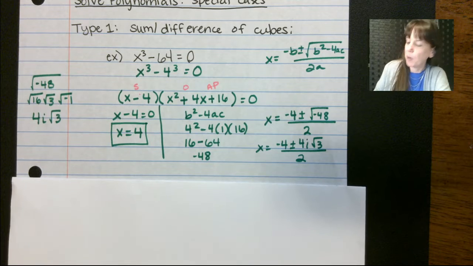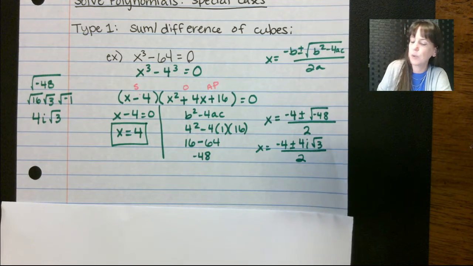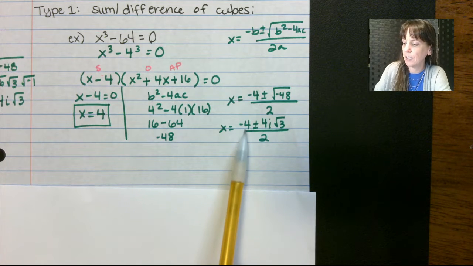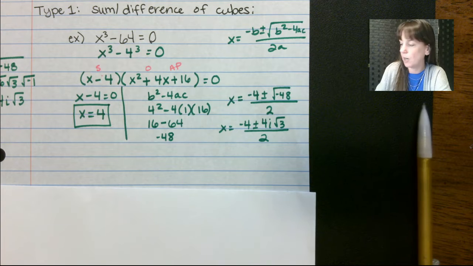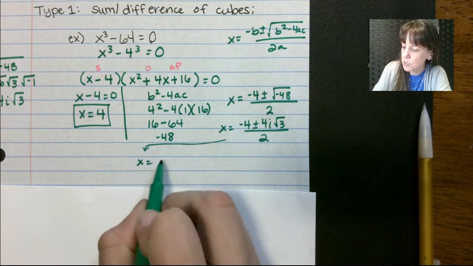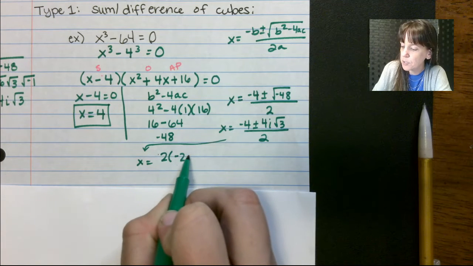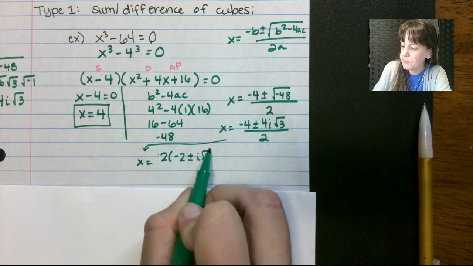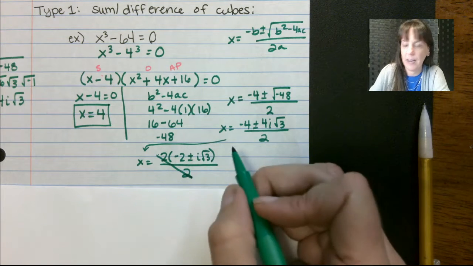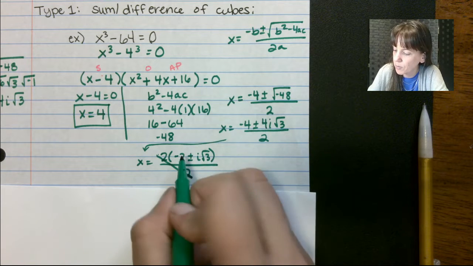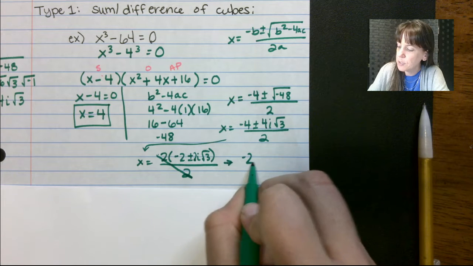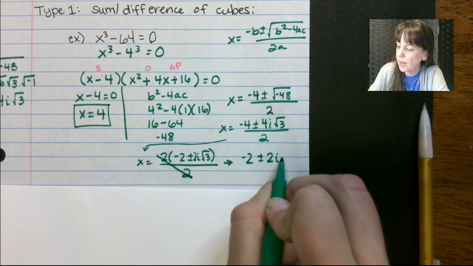And I know you think we're probably done, but we're not. We've got to scooch right over and do a little bit more. You'll see that these three things have something in common. They all have a 2 in common, which means we can factor out a 2. So if I write that over here, x equals 2 times negative 2 plus or minus i root 3 over 2. Oops, I didn't see the 4 there. That should have been a 2 here. So I am left with negative 2 plus or minus 2i root 3.